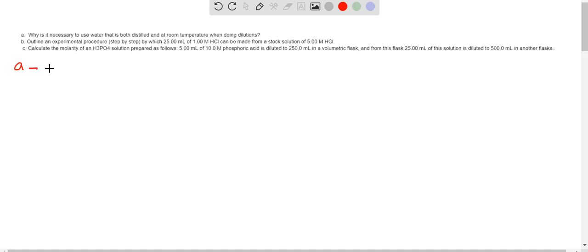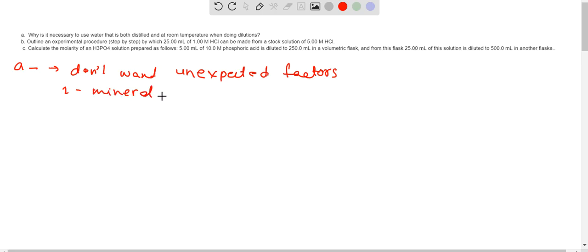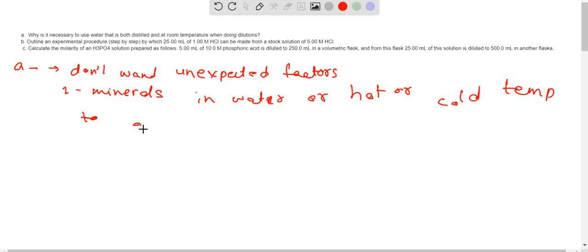because we don't want unexpected factors like minerals in water, or hot or cold temperature, to affect the result of an experiment.